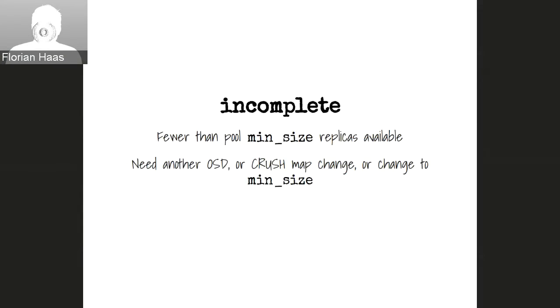Another thing that you can do, at least temporarily, is change the min size of that specific pool and then bring it back up to the previous min size later in order to get out of the incomplete state. But the best way is to just find another OSD that Ceph can replicate to, by default at least.